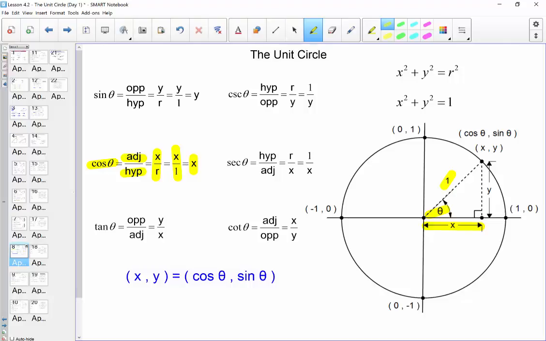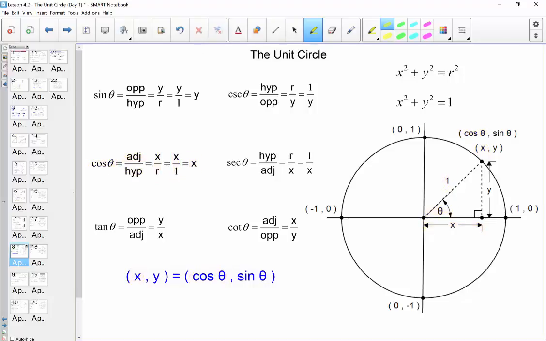That's important. Why? Because the base of the triangle length x is also equal to the cosine of theta. In other words, the x-coordinate of where angle theta intersects the unit circle is also equal to cosine of theta. You can see that down here at the bottom in blue. I wrote it nice and big because it's so important. The coordinate x is also equal to the cosine of theta.